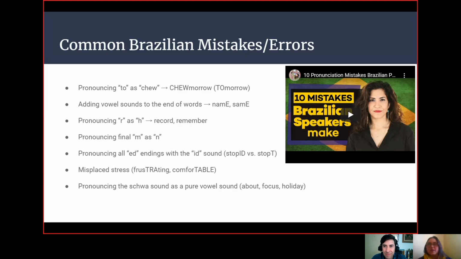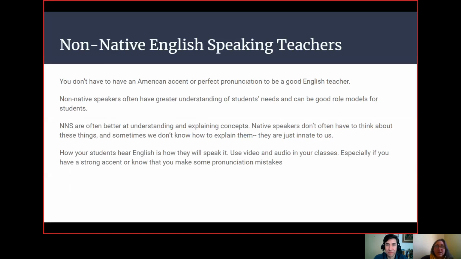So I thought it was important to touch on non-native English-speaking teachers, because there is a lot of debate about whether non-native English-speaking teachers can be good. And the answer is yes, absolutely. You don't have to have an American accent or a perfect pronunciation to be an English teacher.